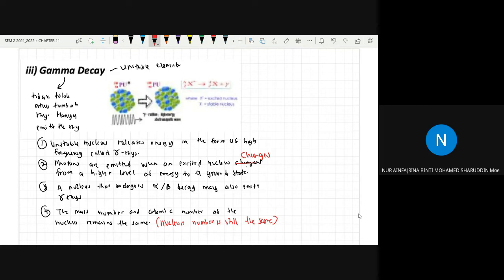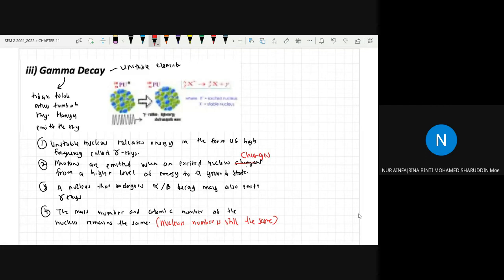Okay, a nucleus that undergoes alpha or beta decay may also emit gamma rays. Okay, boys done? Still writing? Not yet. Mawadah and Hana? Okay, read the summary of radioactive emission. Later Miss will ask questions.